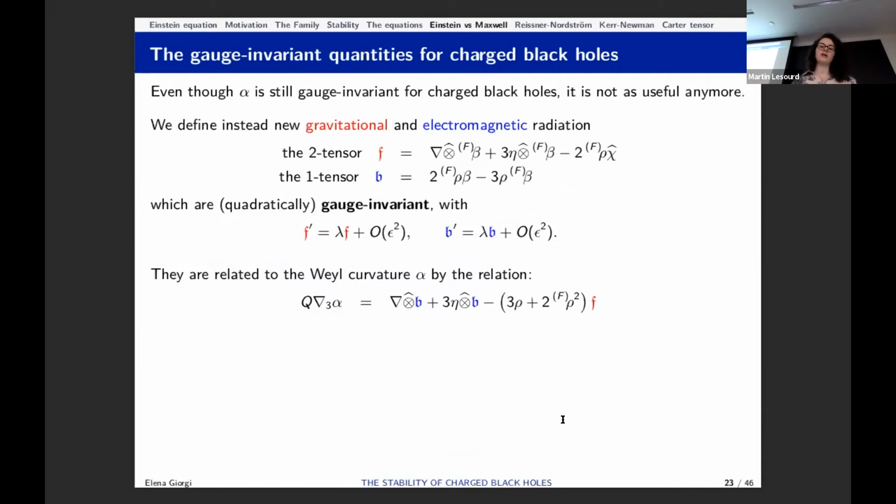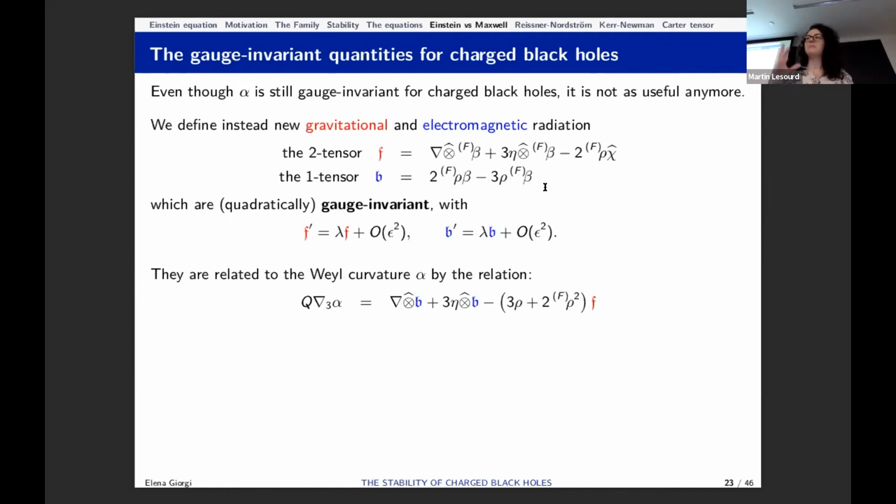But actually, it turns out that in the charged case, alpha is also not as good anymore. It's still gauge invariant, but it's not as useful. So what I did is define two new quantities, the 2 tensor and the 1 tensor. If you know the notations, you can look at it and try to see the definition, but it's not that important. What is really important is that they both contain mixed quantities: this F contains electromagnetic components and Ricci coefficients, and the B contains curvature and electromagnetic components.